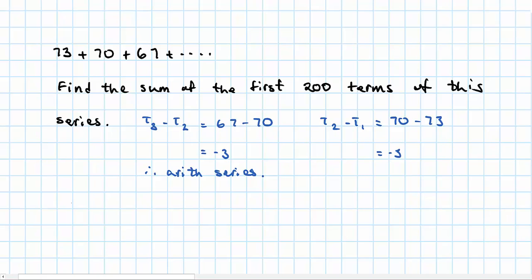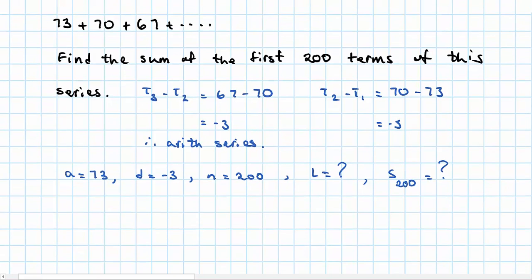So for the sum, I have my first term, I just worked out my common difference, I know how many terms I'm after, but I am missing the last term. And what I'm really trying to find is actually S of 200 terms. Since I don't have my last term, I can modify my equation slightly. So the equation was n on 2 (a plus L). But I don't have L, so for the last term, I am going to use the formula a plus (n minus 1)d. And I am going to substitute 200 for n.